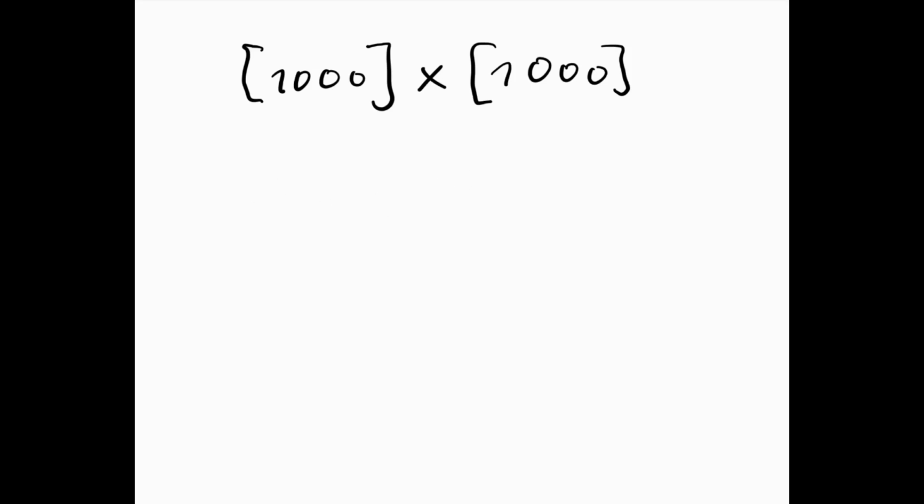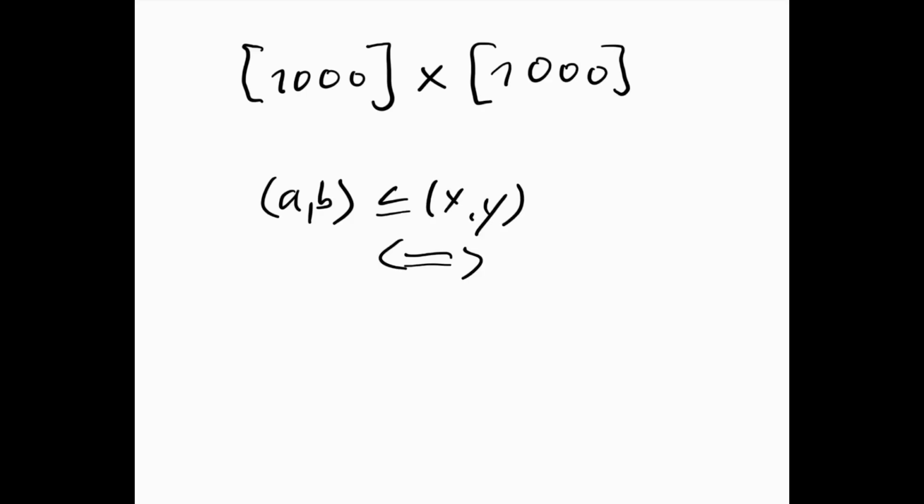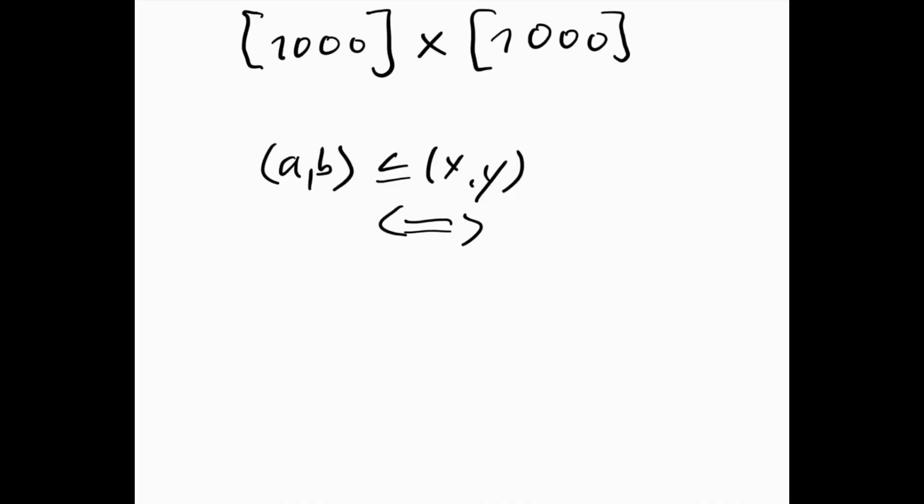So let's ask if we have a relation defined this way, that is, AB is smaller than or equal than XY, if and only if. So let's define this ordering here as A must be smaller or equal than X, and B must be smaller than or equal than Y. So this ordered pair will be defined to be smaller than or equal than this ordered pair if both of its entries are at max equal to the corresponding entries on the right.